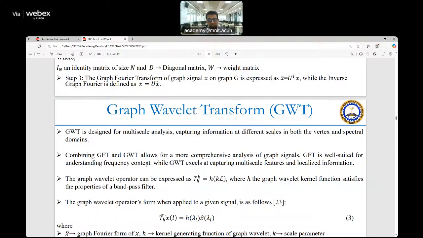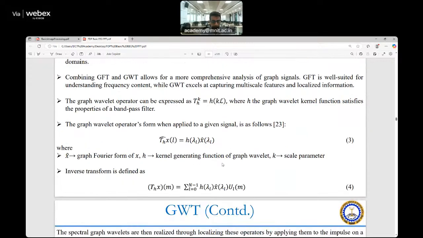At different scales, the features are available, and localized information is available from the wavelet. The graph wavelet operator can be expressed in this way, where the graph wavelet kernel function satisfies the property of a band pass filter.